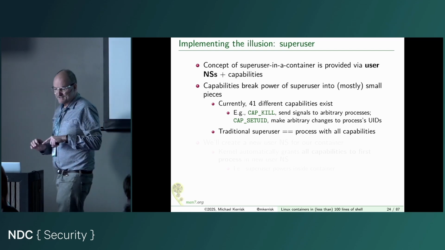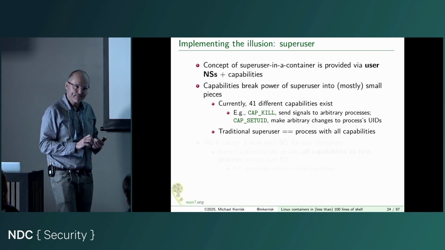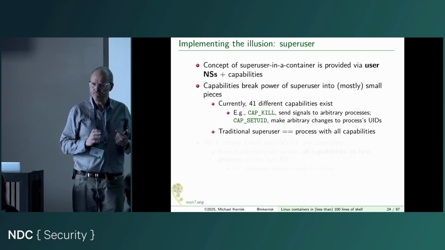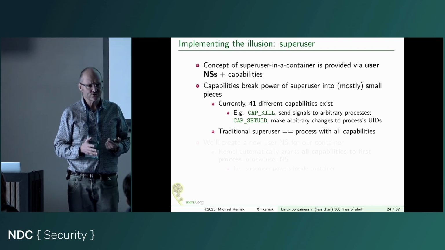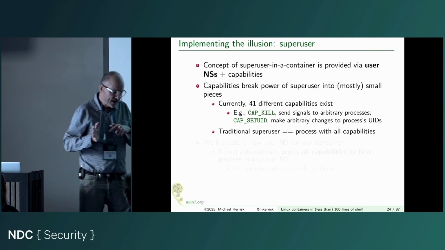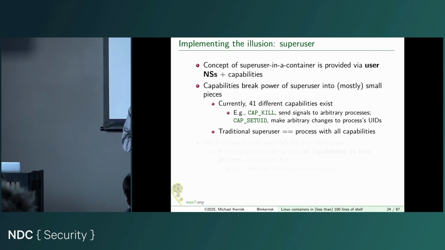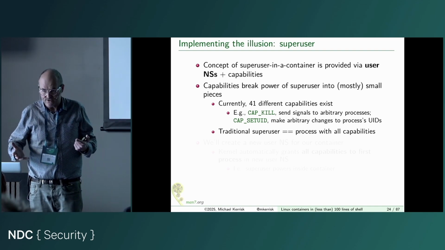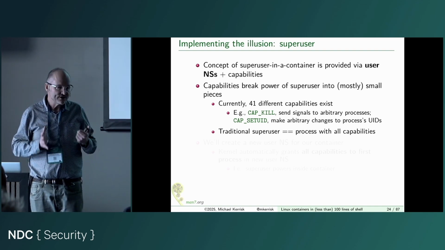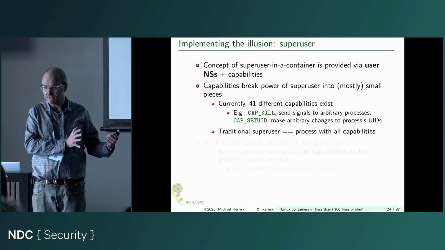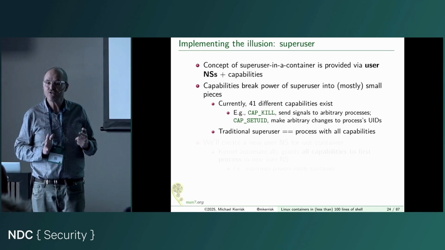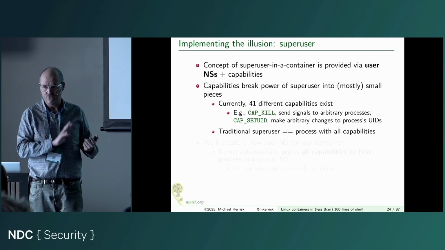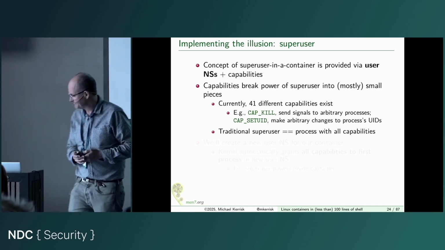Now, the other piece that goes along with user namespaces here is capabilities. Capabilities are the modern way of implementing privilege on Linux systems. The idea of capabilities is let's break the power of superuser into smaller pieces. There are currently 41 of those smaller pieces. And what we think of as classical superuser nowadays is really conceptually just a process that has all 41 of those capabilities. And processes that have UID 0 normally have all 41 of those capabilities.